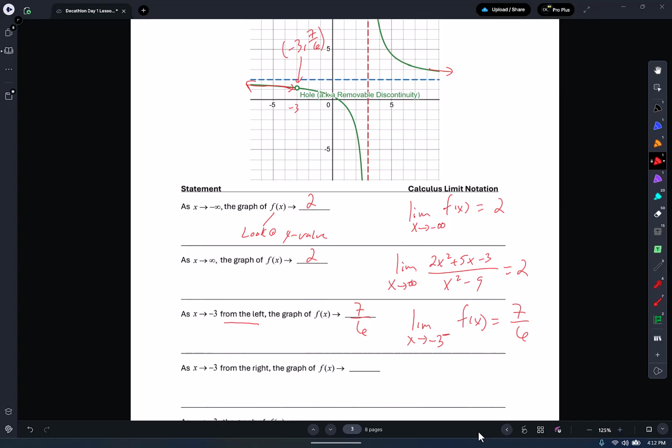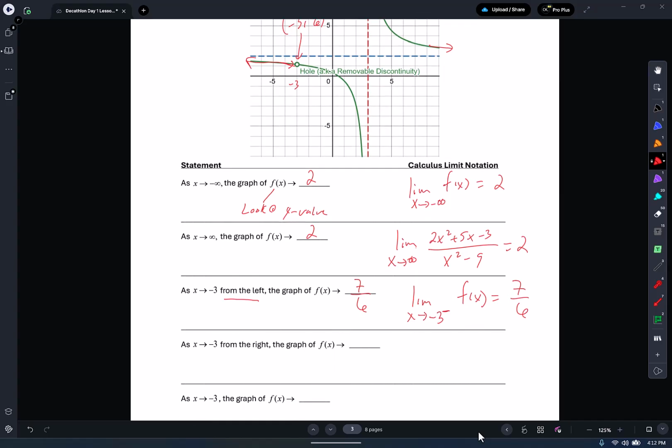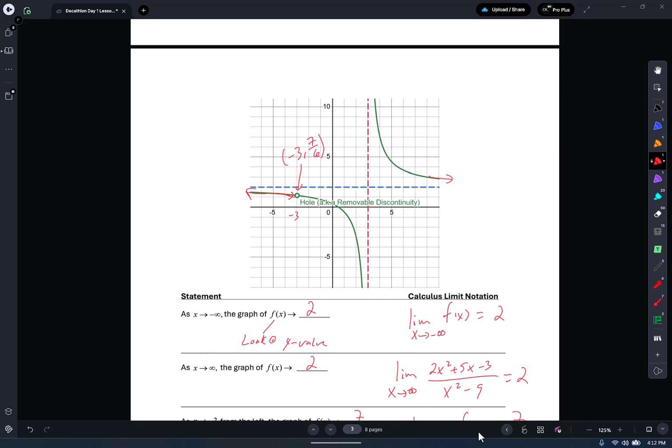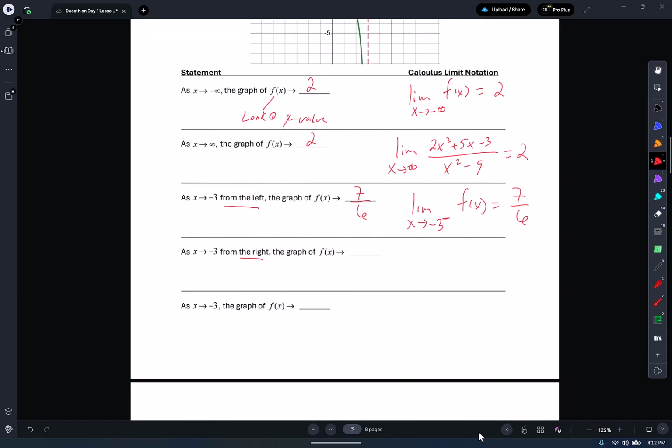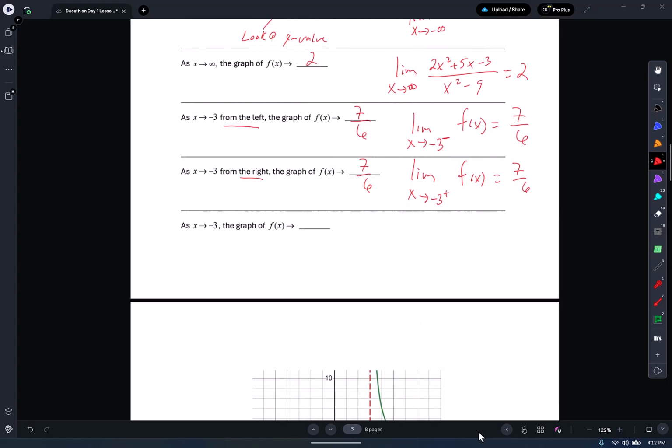Okay. It says as x approaches negative 3 from the right, the graph of f of x equals, well, if I approach negative 3 from the right, I'm looking at that curve, that y value is still 7/6. So I write 7/6. Limit as x approaches negative 3 from the right of this function, f of x, equals 7/6. Are we still okay, guys? Tell me, Vasquez. We're okay?